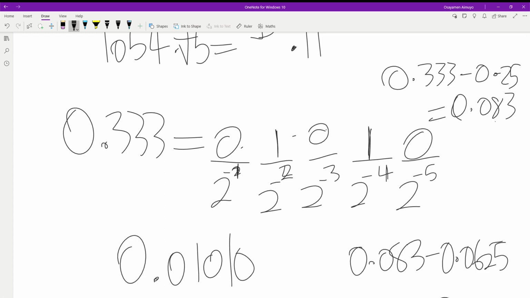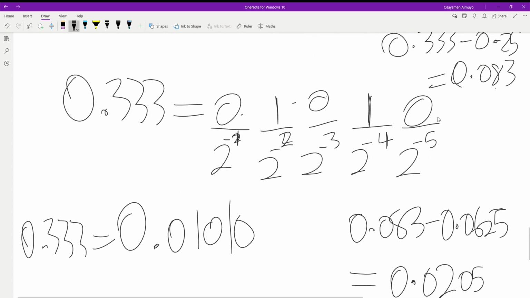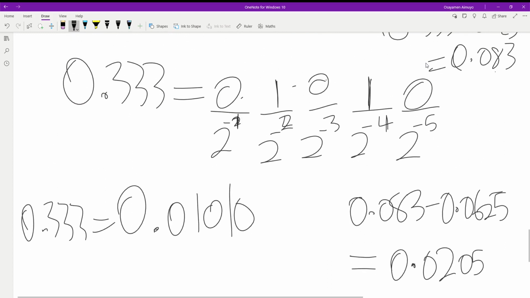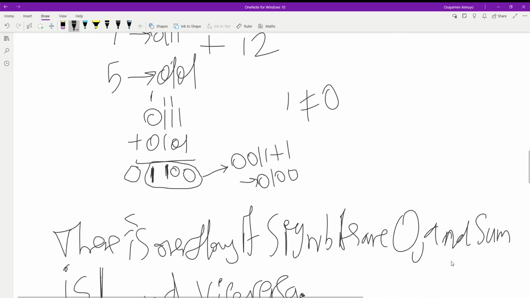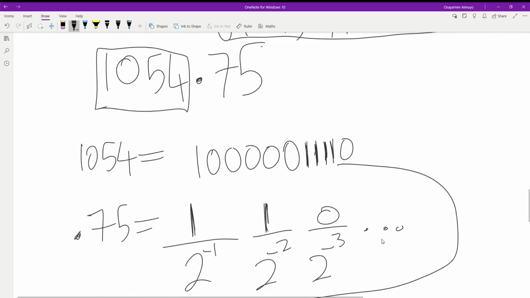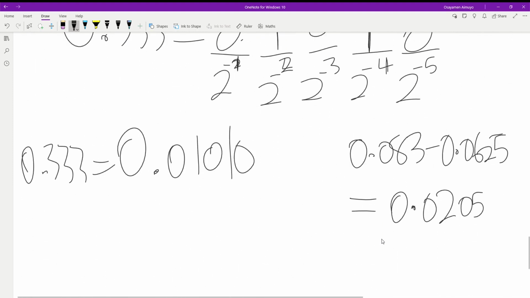It would just return 0.01010. Yes, this is what it would return, right? And if you had a 32-bit number, it would continue the computation, and you'll notice that this number would get incredibly close to 0. Like you have 0.00000, some number, right? So that's basically the logic behind floating point conversion.